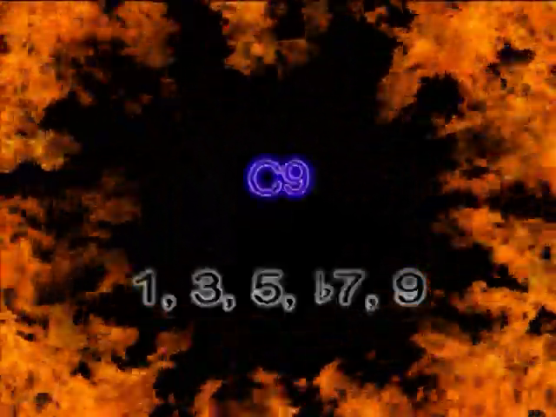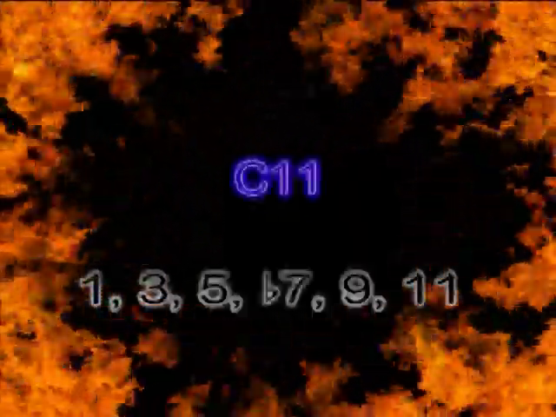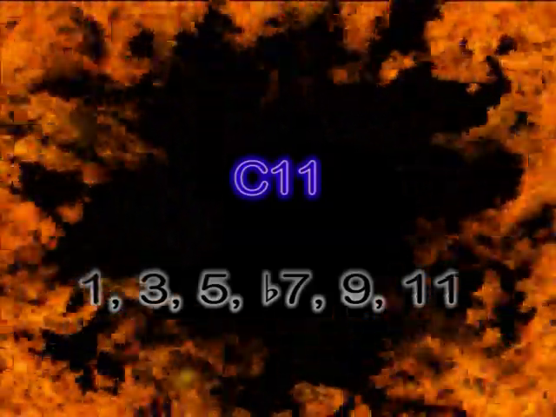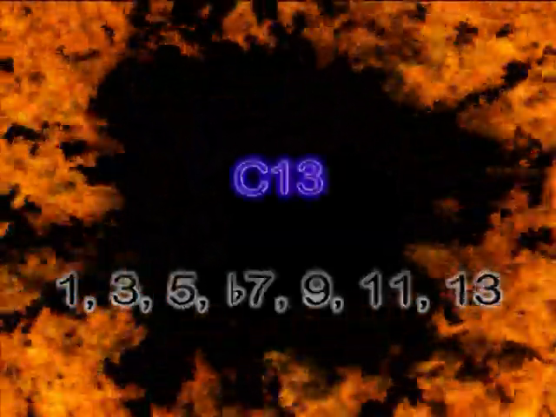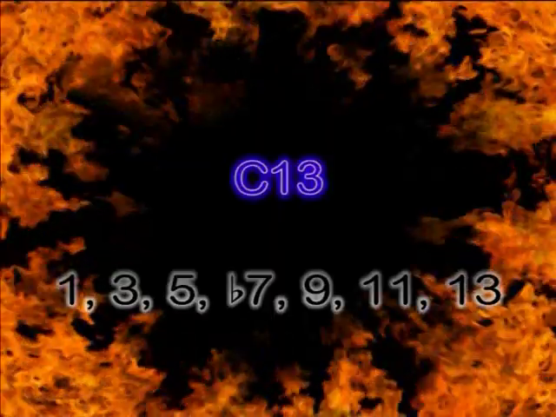Now let's get to chords such as 9ths, 11ths, and 13ths. If you see a letter followed by a 9, such as C9, D9, E9, etc., the 9th, 11th, or 13th by themselves automatically tell you that there is a flat 7. In other words, for the C9, you would play 1, 3, 5, flat 7, 9. For a C11th, you would be playing 1, 3, 5, flat 7, 9, 11. And for the 13th, a C13th, you would be playing a 1, 3, 5, flat 7, 9, 11, 13.